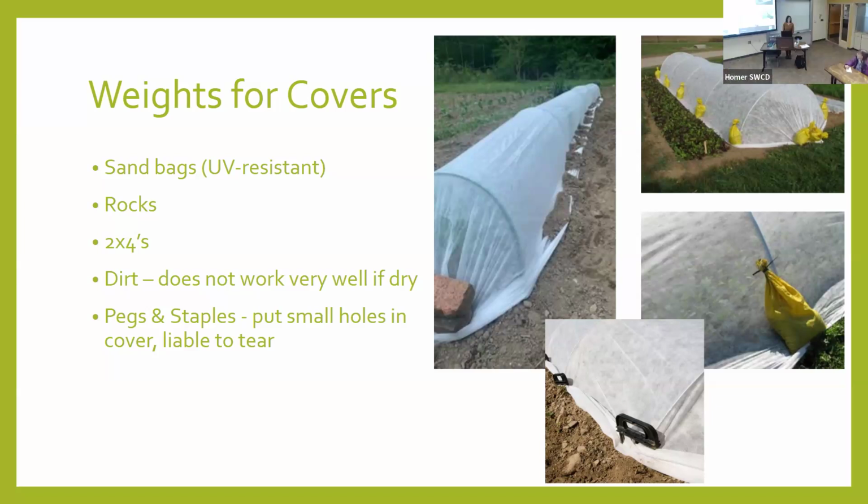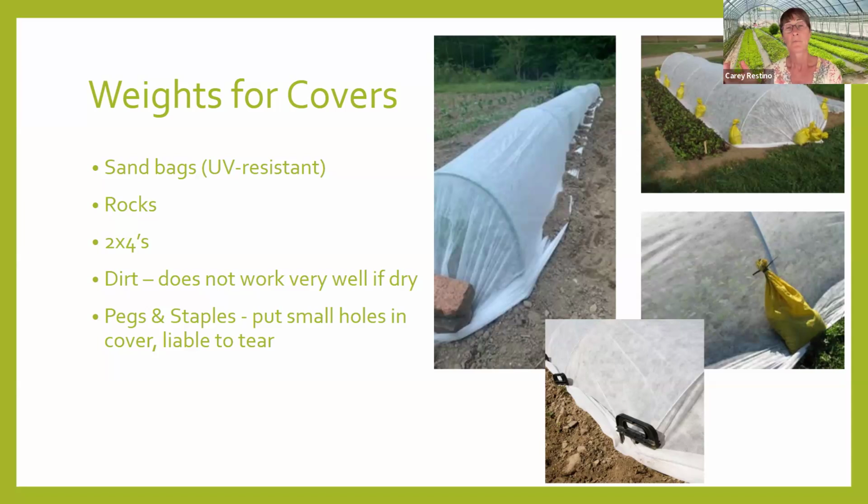But that said, you can use rocks, you can use 2x4s, you can use pretty much anything you want. It's kind of about how much it abrades the cover. I've used some pieces of wood and stuff, and then the wind blows and it kind of wears holes in the Agribon stuff. These pegs and staples work okay. I haven't tried these big plastic ones with the handle. They look a little more secure, but I've used landscape staples and a lot of times they just pull out with the wind. So the sandbags, I think, are the best option.